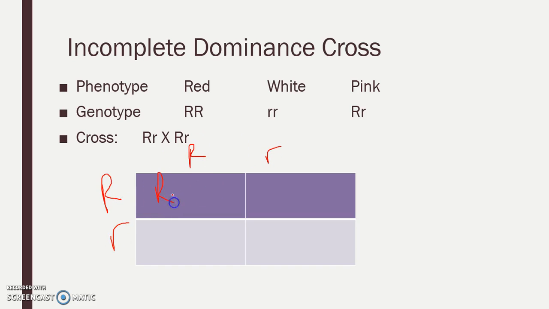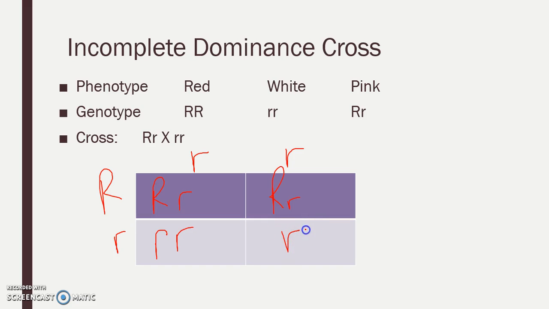So we get 1 red, we get 2 pink, and 1 is white. Okay, and let's do one more thing on this. Let's take a pink and a white flower, and let's see what we get. And we're going to get a 50% chance of getting pink or white.